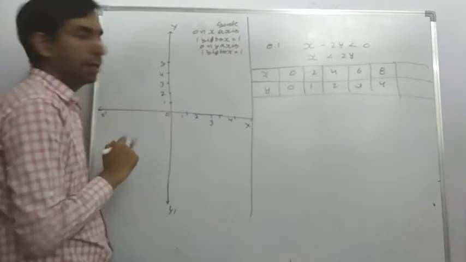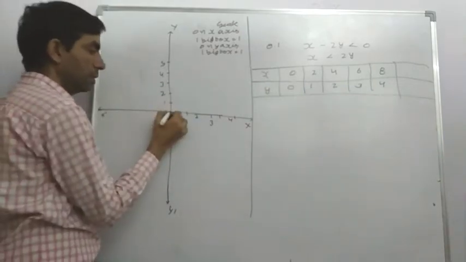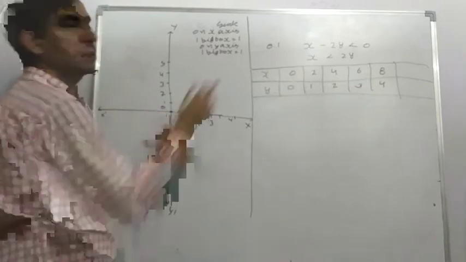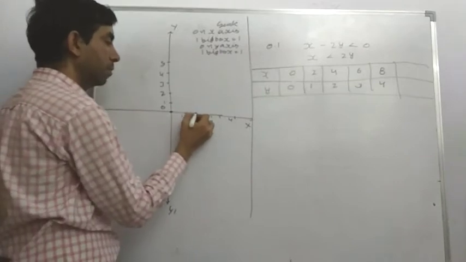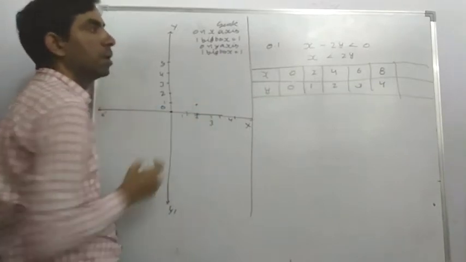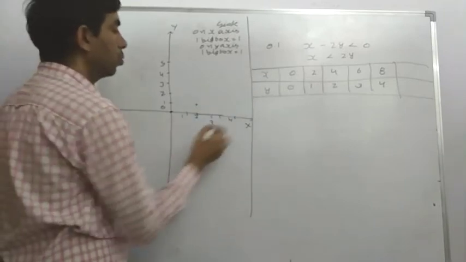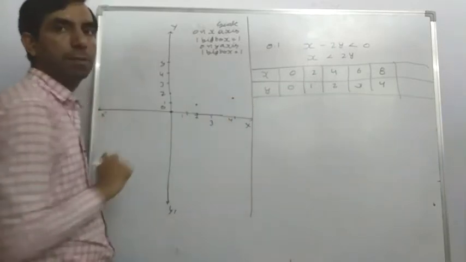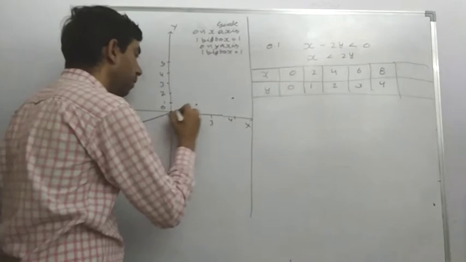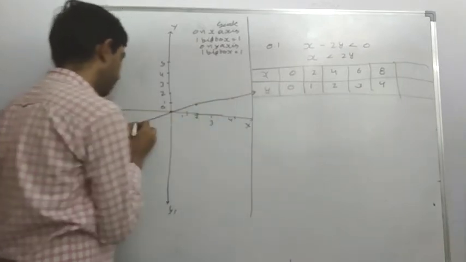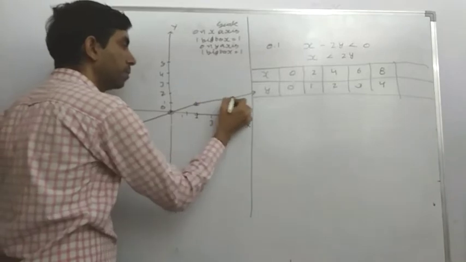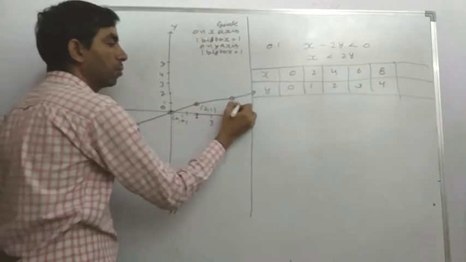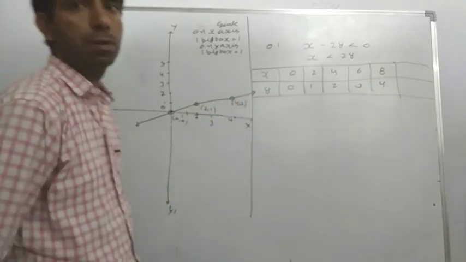Now we represent it in the graph. 0, 0 is here. The second point is 2, 1. The next point is 4, 2. That point is here. We have these 3 points. Now join these 3 points: the coordinates 0, 0, 2, 1 and 4, 2. Now we want to set the shading.